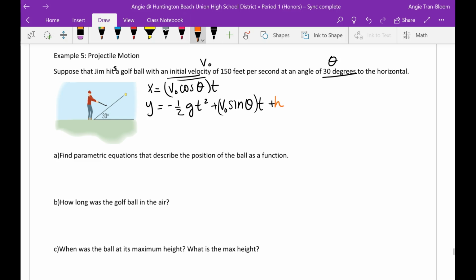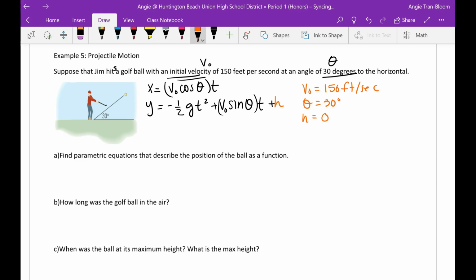This h is sometimes there and sometimes it doesn't have to be, depending on where the ball is located. If the ball is on the ground, h is 0. If the ball is up high, then it's going to have a different value for h. So in addition to the equation, we're going to write something out. Right away, we know v sub 0 is 150 feet per second. We know theta is 30 degrees. Then we know h is 0 because he is hitting the golf ball from the ground. If it doesn't say where he is, we're going to assume that he's on the ground.